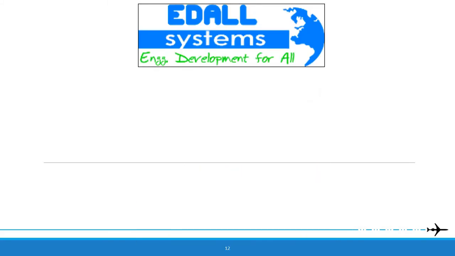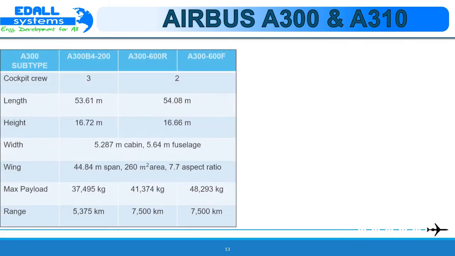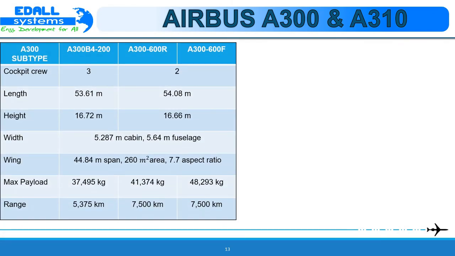In the previous video, we studied about the Airbus categories. Now let us start off with the Airbus A300 and A310 specifications. Under A300, we will be having three variants.